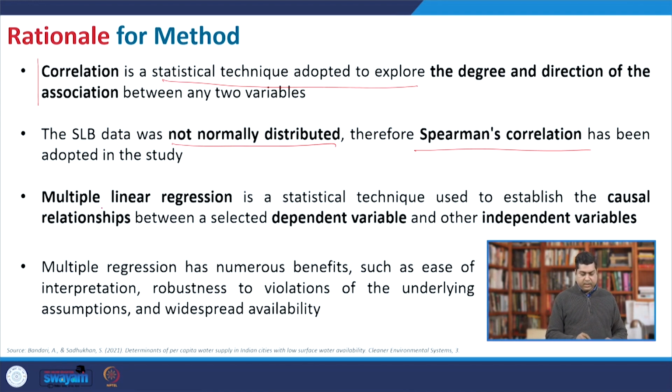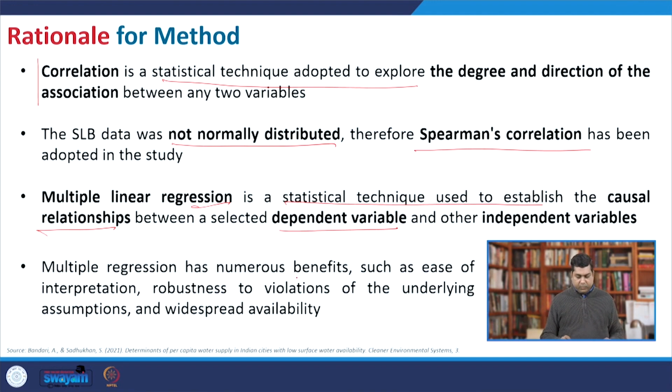After that, multiple linear regression is another statistical technique, used to establish the causal relationship between a dependent variable and other independent variables. Here we have taken PCS, the per capita supply of water, as dependent on metering or on NRW. If you impose metering, we need to see whether there will be some check somewhere.